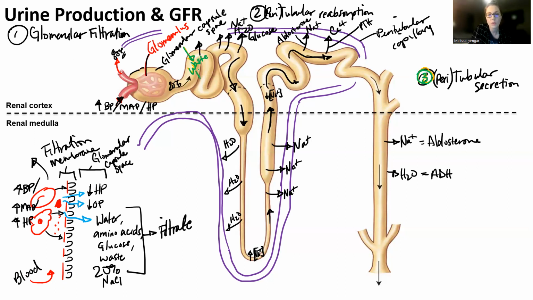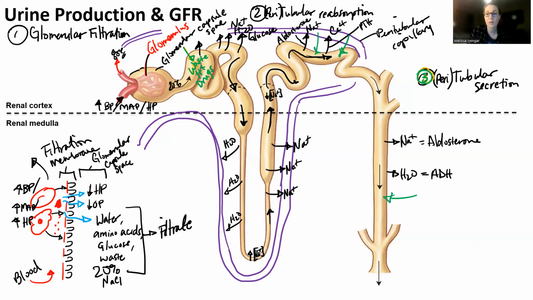You can move drugs that maybe you ingested that didn't get fully filtered during our filtration system from the peritubular capillary into the proximal convoluted tubule. And you can also do that in the distal convoluted tubule as well. Okay, distal convoluted tubule, and you might also do some peritubular secretion in the collecting duct.